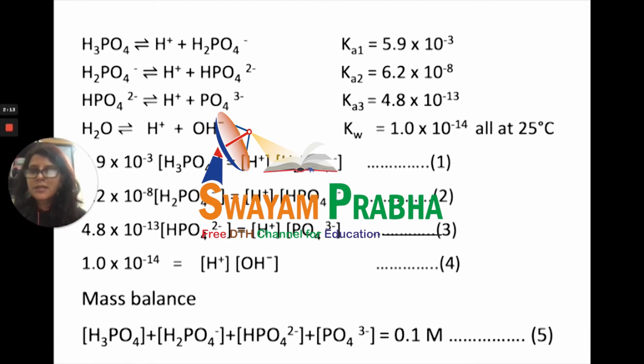Now let's apply the mass balance. So what is the mass balance? The sum of all the species containing phosphorus should be equal to the initial concentration of the phosphoric acid that we have taken. So H3PO4, which is unionized, plus the ionized species H2PO4 minus plus HPO4 2 minus plus PO4 3 minus should be equal to the 0.1 molar, which is the concentration which is taken initially.